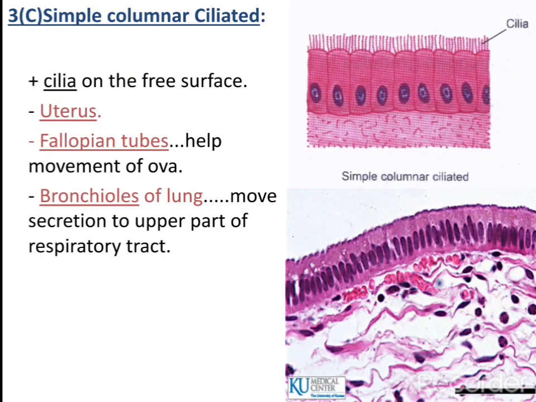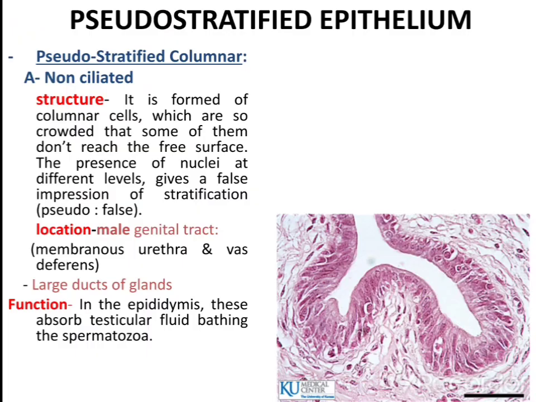Then simple columnar cells with cilia. This is ciliated columnar epithelium. It includes cilia on its free surface and it is found in the uterus, fallopian tube and bronchioles of the lung. In the fallopian tubes they help for the movement of the ova. In the bronchioles of the lung they move the secretion to the upper part of the respiratory tract.